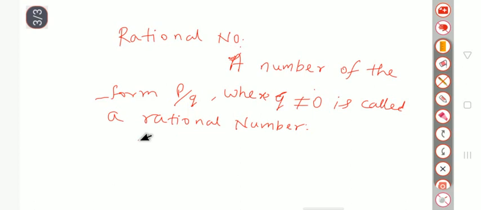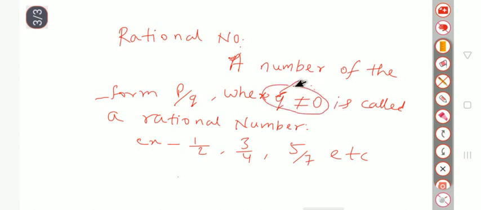Examples: 1/2, 3/4, 5/7, etc. These are all rational numbers. Here it is saying q not equal to 0. It is very important. Q not equal to 0 means the denominator should not be equal to 0.